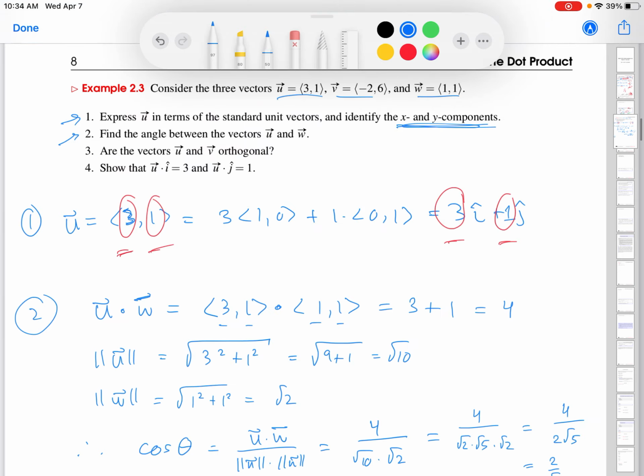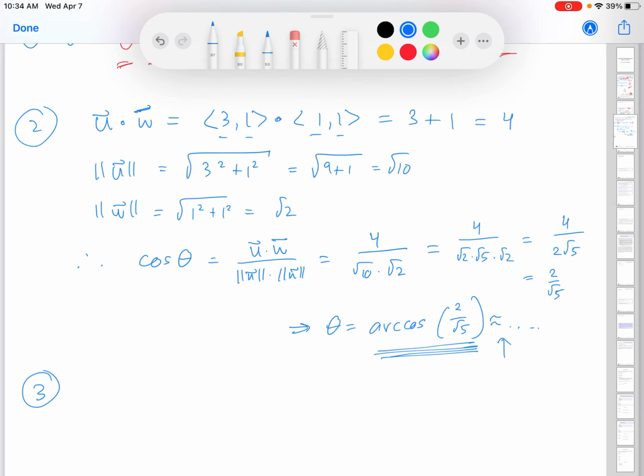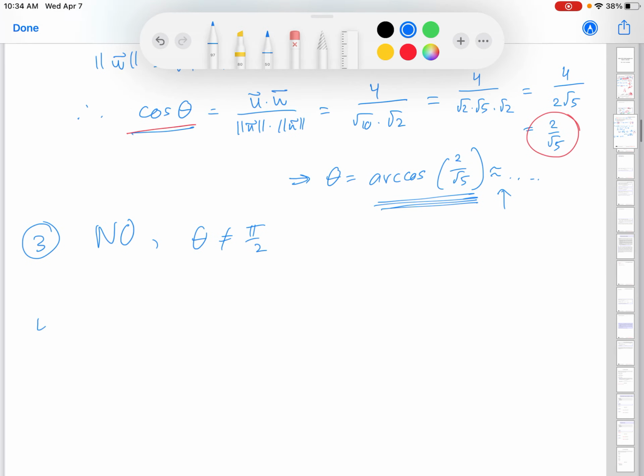So number 3 says, are the vectors u and v orthogonal? So that's a question that we can answer, because we know that theta is not pi over 2. How do we know that? Well, cosine of pi over 2 would be equal to 0, and cosine of theta is, in this case, 2 over square root of 5, which is definitely not 0. So the answer is no. Theta is not equal to pi over 2. Okay, so these vectors are not orthogonal.